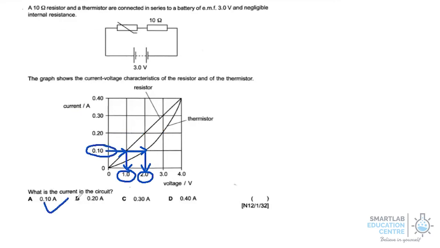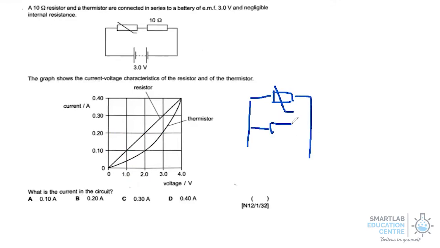So that's the answer. Using the same VI graph, what happens if we decide to connect the thermistor and the 10 ohm resistor in parallel, using the same battery with an EMF of 3 volts? In this case, we know the potential difference across both the thermistor and the 10 ohm resistor is 3 volts. So we can look for 3 volts and extrapolate from here.